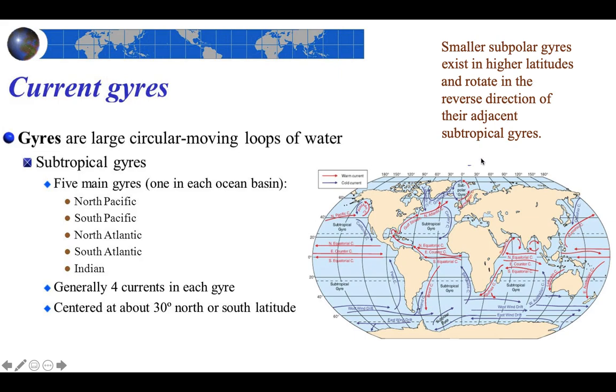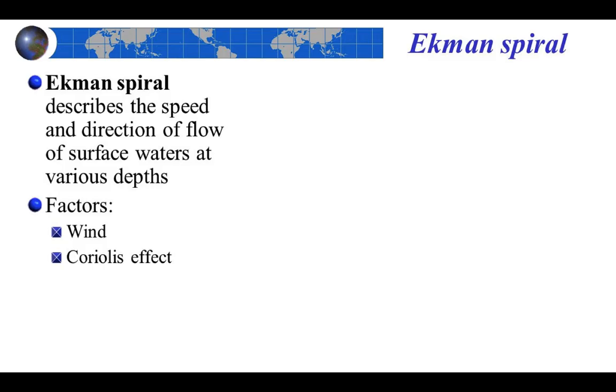The smaller subpolar gyres exist in higher latitudes, and they rotate in the opposite direction to the adjacent subtropical gyres. Here is the northern subtropical gyre in the northern Atlantic Ocean, flowing in a clockwise fashion, and you see the subpolar gyre in the North Sea off the coast of Greenland and the Baltic continent in the north. It is flowing in a counterclockwise fashion adjacent to the subtropical gyre to the south.